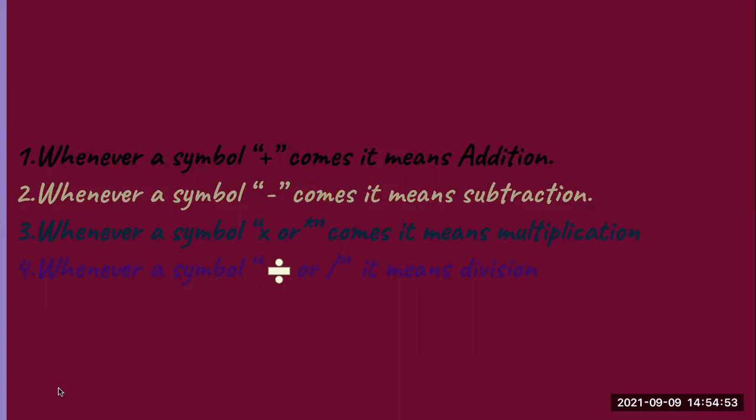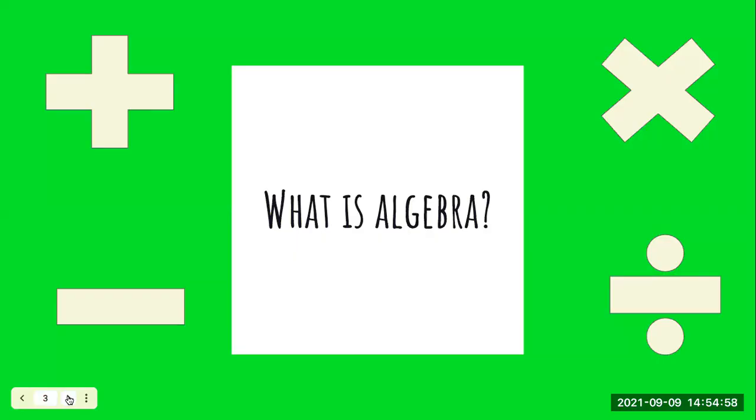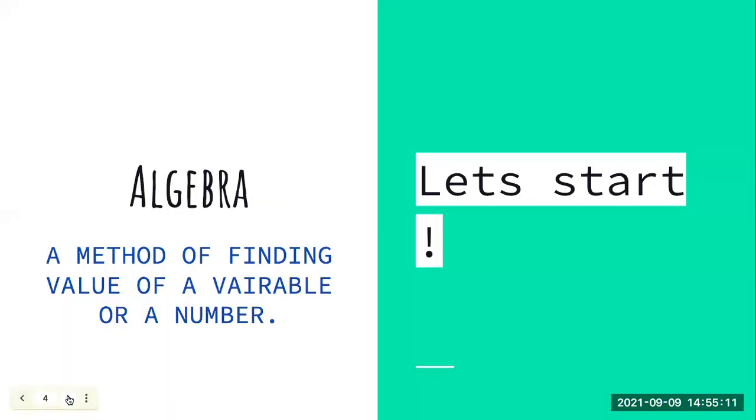Let's go ahead. So, what is algebra? If you've even heard of algebra, you think it's really big. But as an introduction, it's quite easy. Let's learn the definition: algebra is a method of finding the value of a variable or a number.